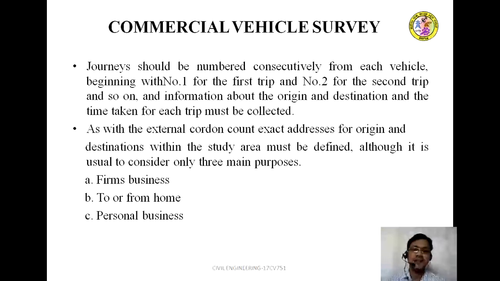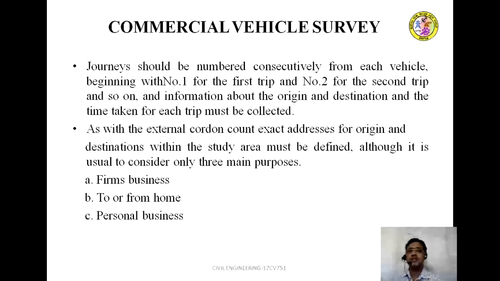Similarly, as the external cordon counts are taken into account, we can stop a random vehicle at the external cordon line or the screen line and gather information related to the commercial vehicle. Apart from this, we can have additional information, like what the commodity is, depending upon the goods: is it an agricultural product, an industrial product, or a raw product.